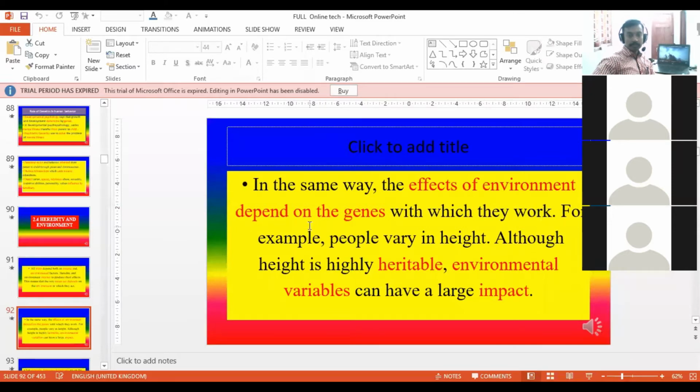Effects of environment depend on the genes on which they work. Highly heritable environmental variables can have a large impact, which means with a favorable environment there is more impact, and without heredity, less impact. With a favorable environment, the hereditary factor is synchronized and displays good characters.